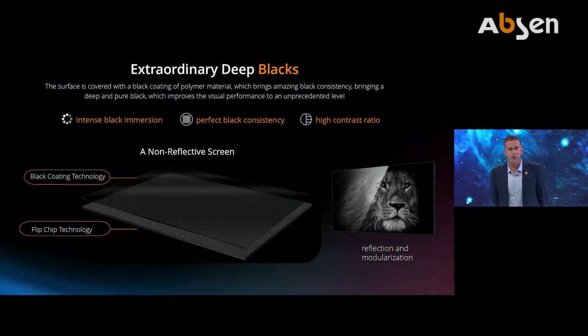The black level performance on the Icon X is due to the black polymer coating, which encapsulates the pixels on the modules. And this non-reflective black coating adds an intense black immersion, perfect level black consistency, and ultra-high contrast performance, and it really ensures the content can be viewed as the content creator intended.